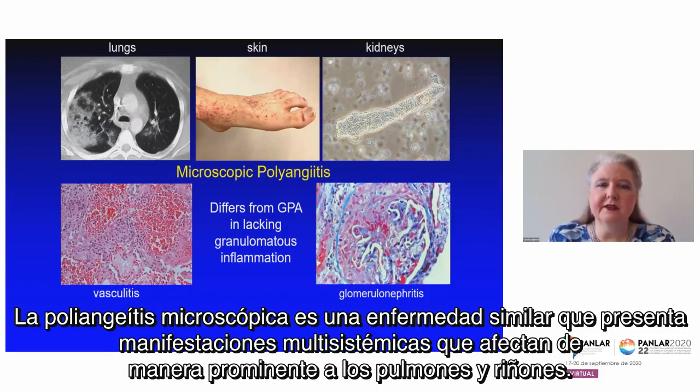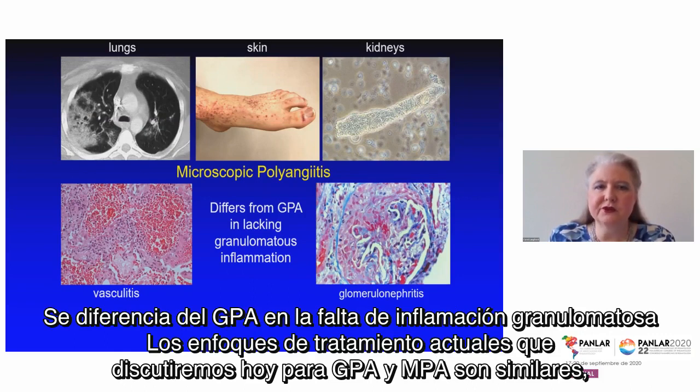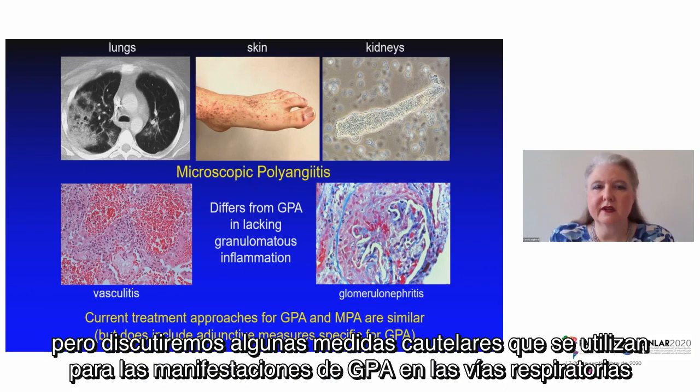Microscopic polyangiitis is a similar disease in having multi-system manifestations that prominently affect the lungs and kidneys. It differs from GPA in lacking granulomatous inflammation. The current treatment approaches, as we'll be discussing today, for GPA and MPA are similar, but we will be discussing some adjunctive measures that are used for the airways manifestations of GPA.